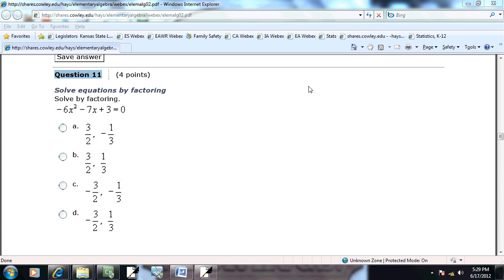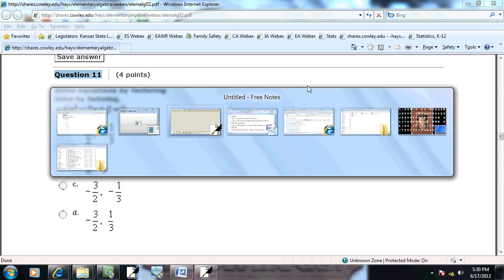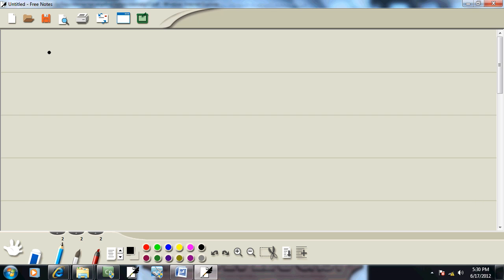Let's take a look at problem number 11. This is going to use the zero factor property. So let me refresh your memory on that. Zero factor property.